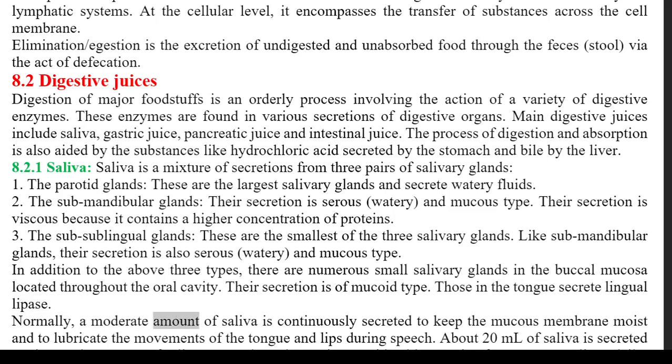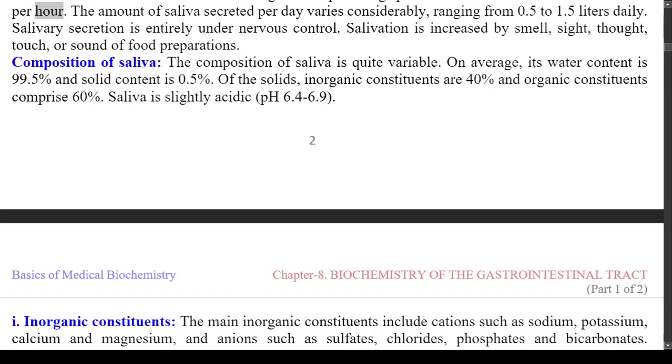Normally, a moderate amount of saliva is continuously secreted to keep the mucous membrane moist and to lubricate the movements of the tongue and lips during speech. About 20 ml of saliva is secreted per hour. The amount of saliva secreted per day varies considerably, ranging from 0.5 to 1.5 liters daily. Salivary secretion is entirely under nervous control. Salivation is increased by smell, sight, thought, touch, or sound of food preparations.